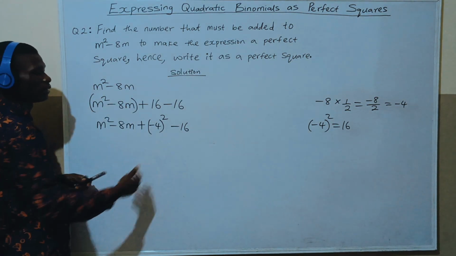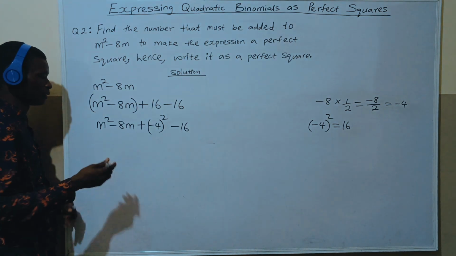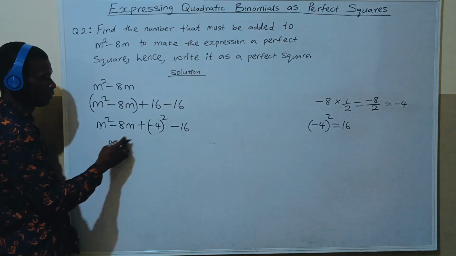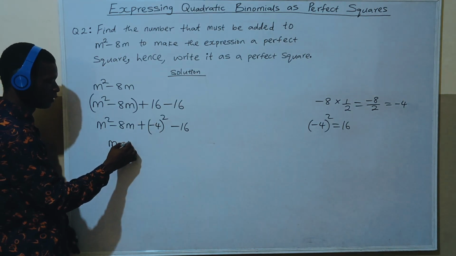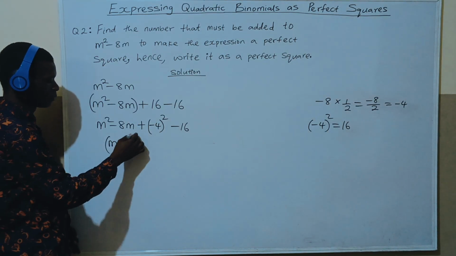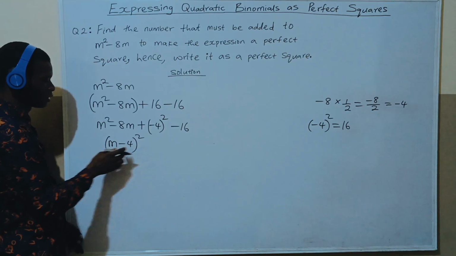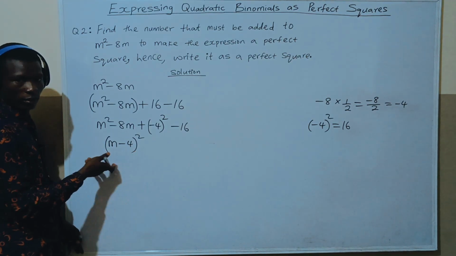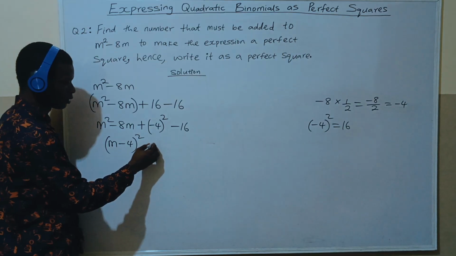Okay, so we need to tidy things up now by summarizing as a perfect square. So we're having m squared here, we'll be writing as m. Here we're having negative 4, so we'll be having minus 4, and that's to be squared. So this is a perfect square in summary form, summarized form. So, and that's going to be what?